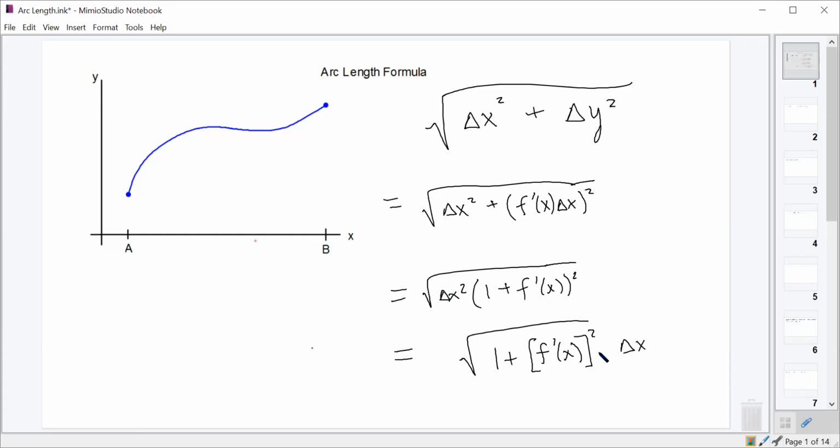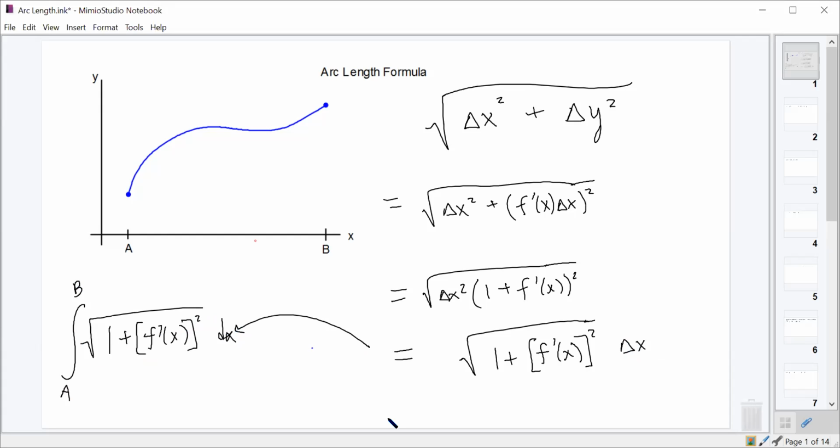times delta x. But when we sum together all of these little pieces, we refer to this delta x as the dx, and this becomes an integral from a to b of the square root of 1 plus f prime of x squared dx. And so directly from that distance formula, we are able to write a formula that represents the length of any curve in the xy plane. Does everybody see how that's formed?